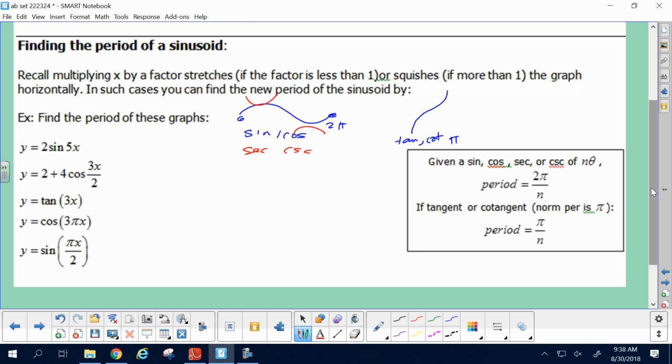Okay, so then, if you slap something onto the x, we know that is going to change the x distance, or horizontally squish or stretch. So let's talk about it. Okay. 5x, does that stretch or squish?